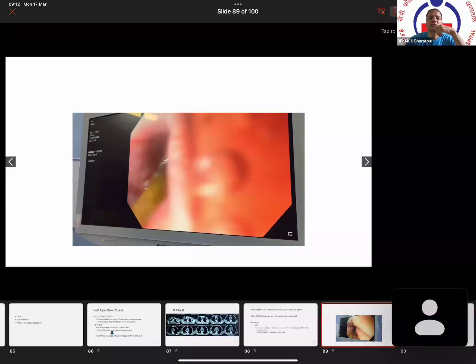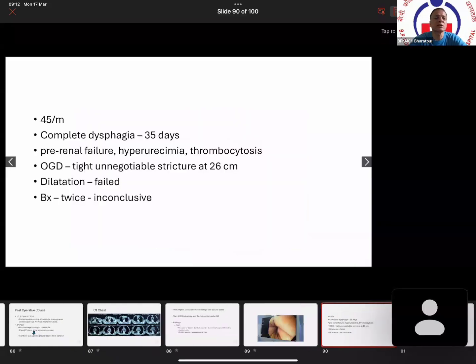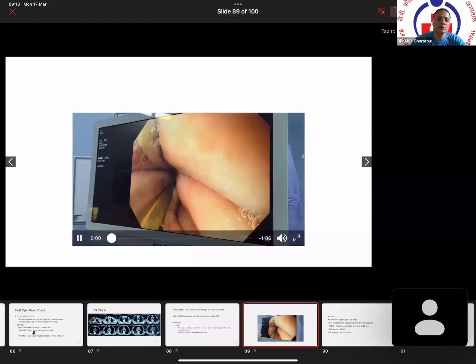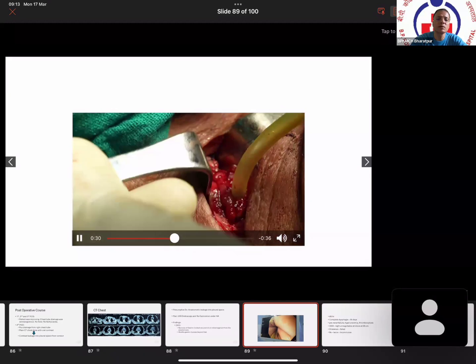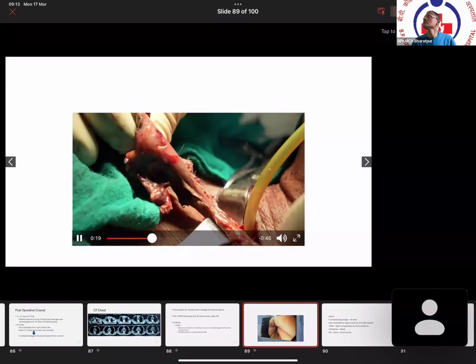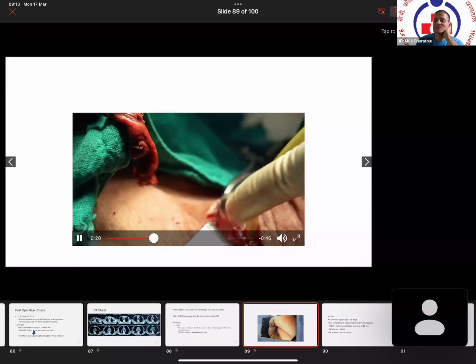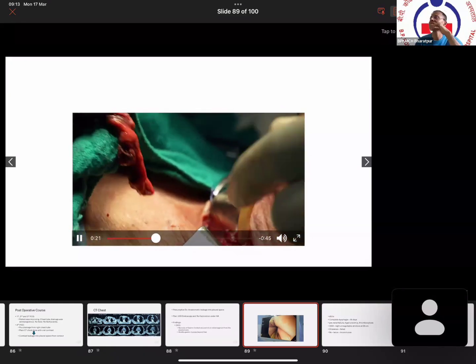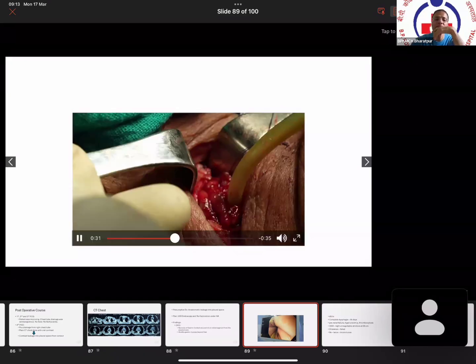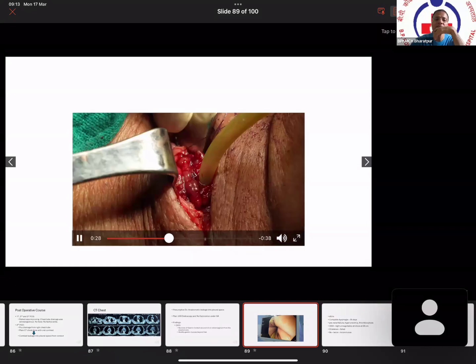So in that case, we took the patient for the surgery. Sorry, there's no picture. Just a moment. So then we took the patient for the surgery. The neck was open, so we have reapproximated the medial margin.